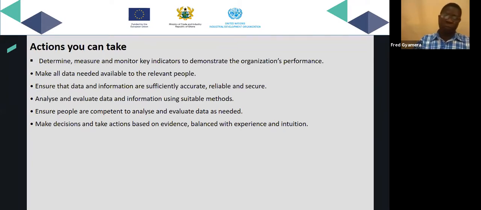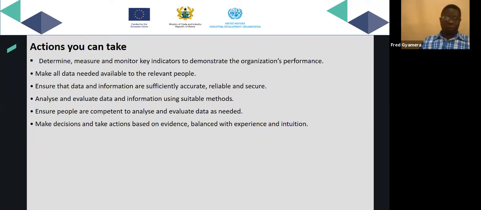Then also, you should have very good quality tools to evaluate your data and information. Here you are talking about suitable methods. Part of those quality tools is the cause and effect analysis. If the method is not suitable, not appropriate for that particular process, please, you will fail. You will not get the desired results.